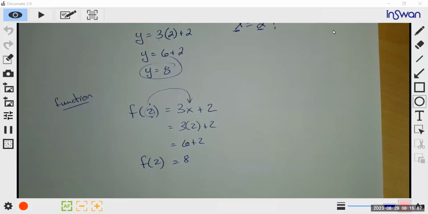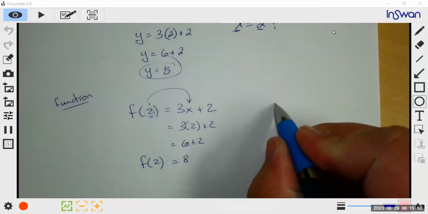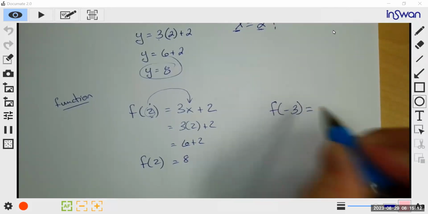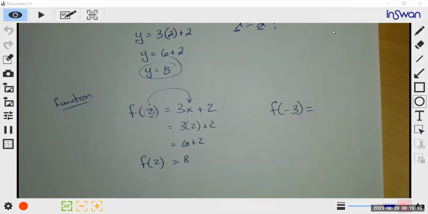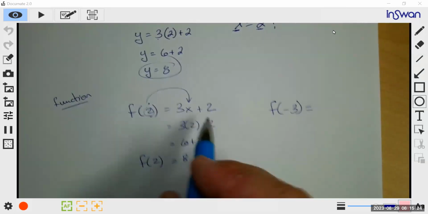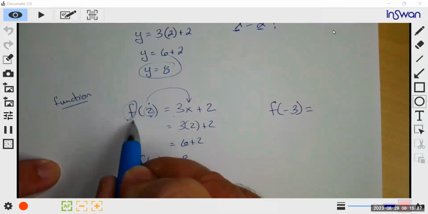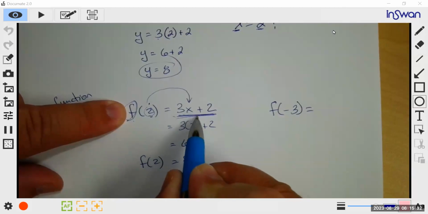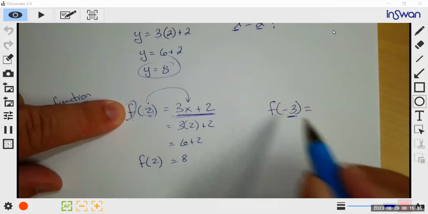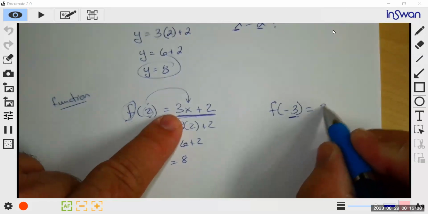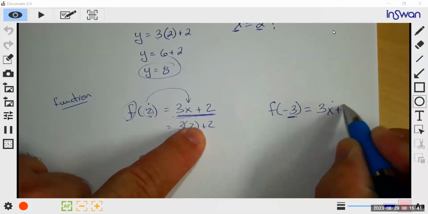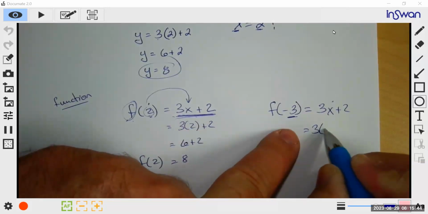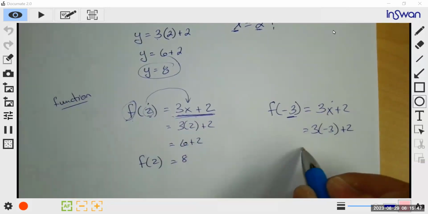Okay, that's not the only thing it's good for. What if I asked you for that? What would you do? Yeah, because the function name is f, anywhere you see the letter f as a function name, it equals this equation. And in place of x, I put a -3. So I have 3 times x plus 2. So it's 3 times -3 plus 2.